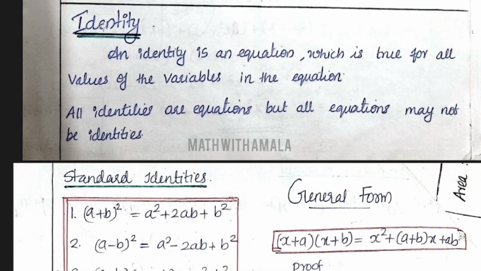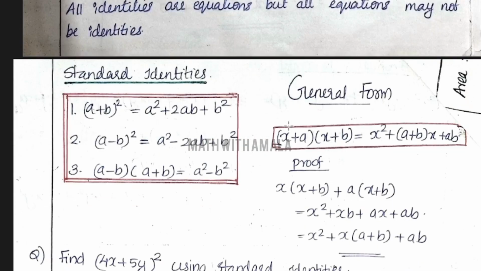What are the identities? An identity is an equation which is true for all values of the variables in the equation. All identities are equations, but all equations may not be identities. Let's see what the standard identities are.